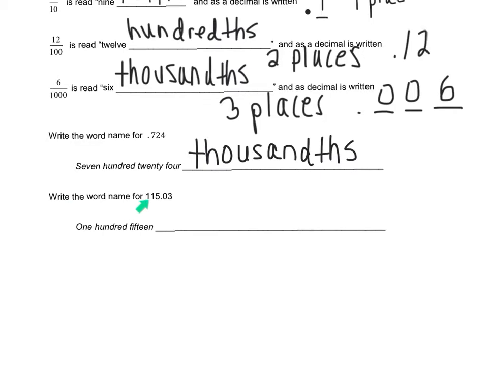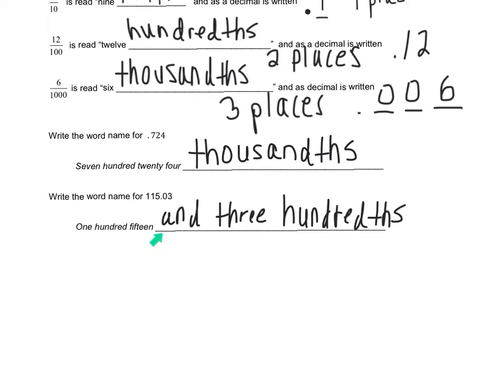So the 3 decimal places means thousandths with the THS. So the word name for 115.03: 115, and 3 is in the hundredths place. So it's going to be and 3 hundredths. So here we have the and representing the decimal place. So 115 and 3 hundredths.